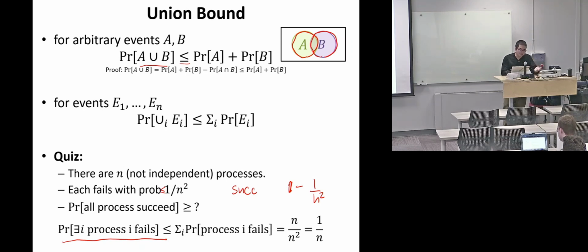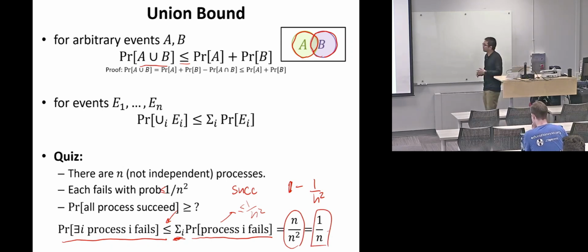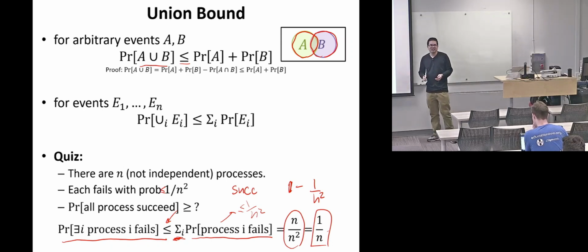And now with this, you can apply union bound. This probability that there exists some process i that fails is at most the sum over all i of the probability that process i fails. And this thing is at most 1 over n squared, and there are n processes. Note that you can do this even if they are related. Okay? And here you get n over n squared. So the probability that some process fails is at most 1 over n. So all succeed is at least 1 minus 1 over n. Okay, good.